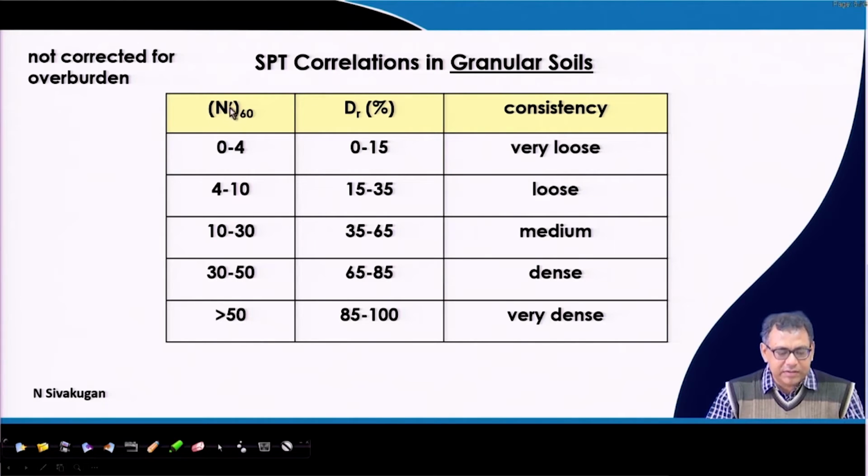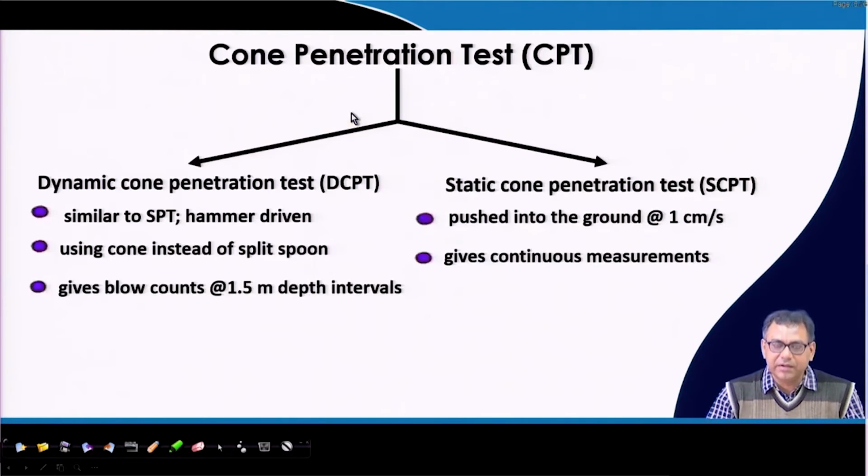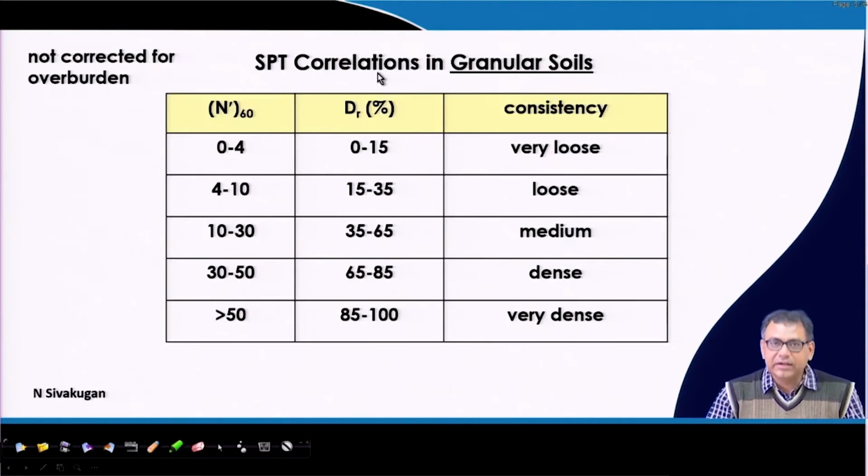Again, this is the corrected N value, but correction is not applied for overburden pressure. So, from 0 to 4 is very loose, greater than 50 is very dense, 30 to 50 is dense, and the corresponding relative density, Rd, you will also get for granular soil.